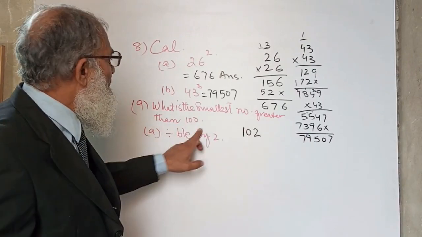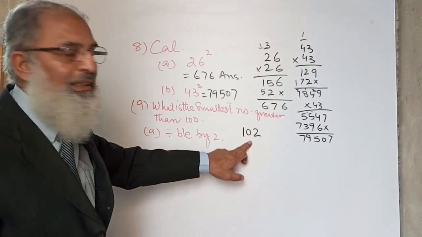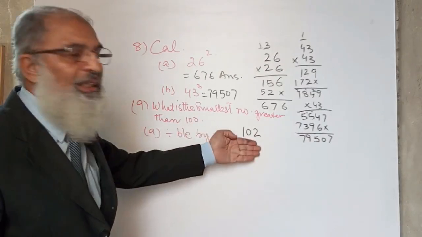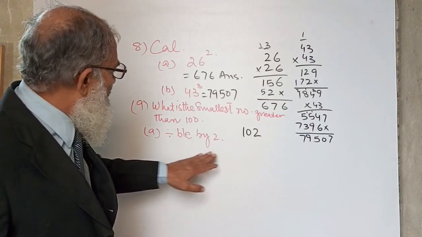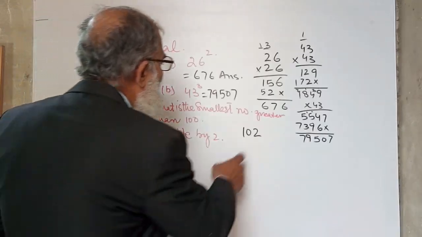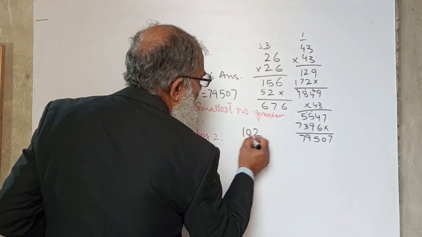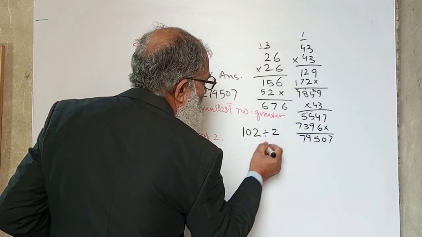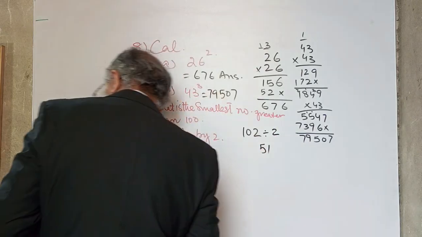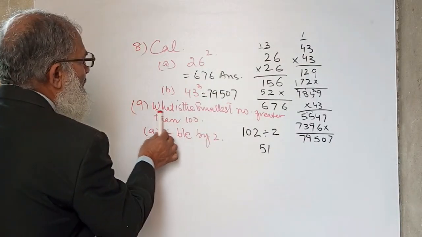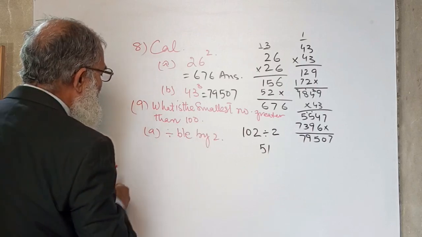Now this is the smallest number greater than 100. Yes, it is greater than 100, and it is the first number which is divisible by 2. You can check it: if you divide it by 2, it will become 51.